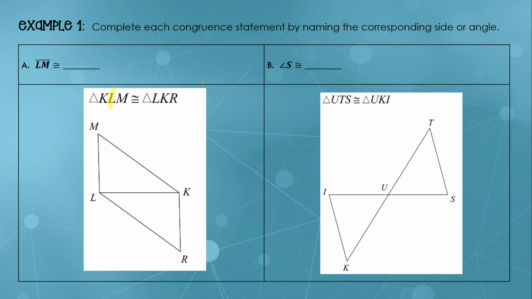Here's L and here's M. What two letters are in the same position on the other congruent statement? Well, L was in the middle, but K is in the middle. M was in the third position and R is in the third position. So that means that LM is congruent to KR.